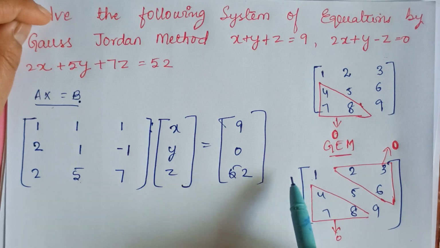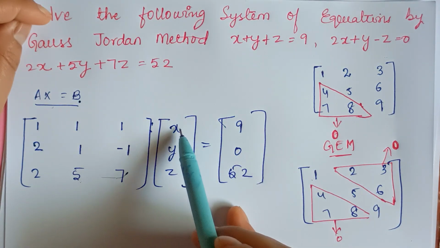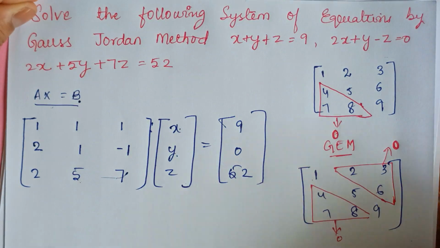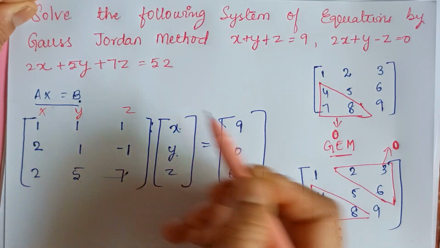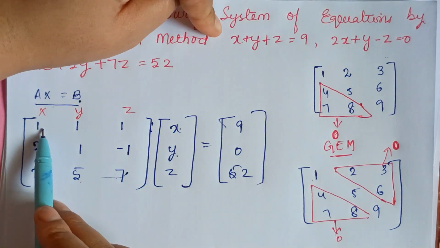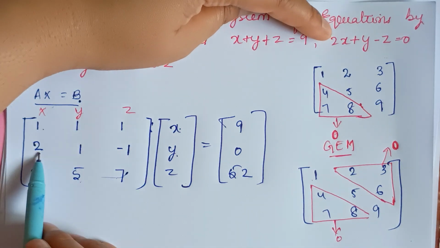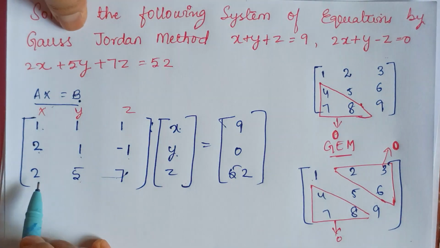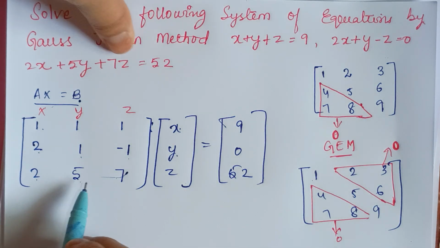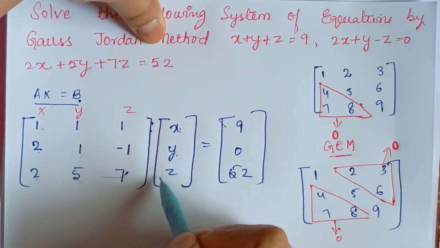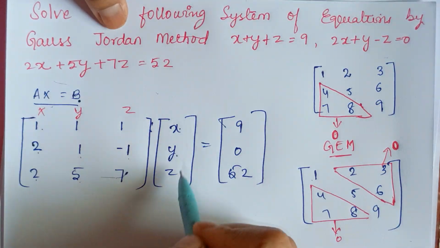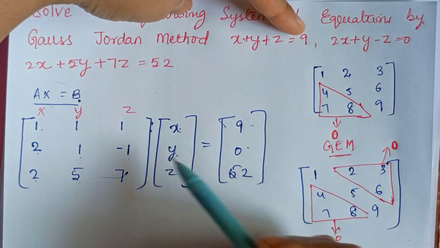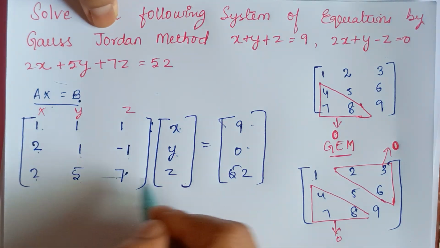If you're wondering where these values came from, these are nothing but the coefficients of x, y, and z in all three equations. The coefficient of x is 1, y is 1, z is 1. In the second, x is 2, y is 1, z is minus 1. And in the third, x is 2, y is 5, and z is 7. The unknowns are x, y, and z, which equals the constant matrix, that is 9, 0, and 52. I hope it is clear how I have written the Ax equals B matrix.